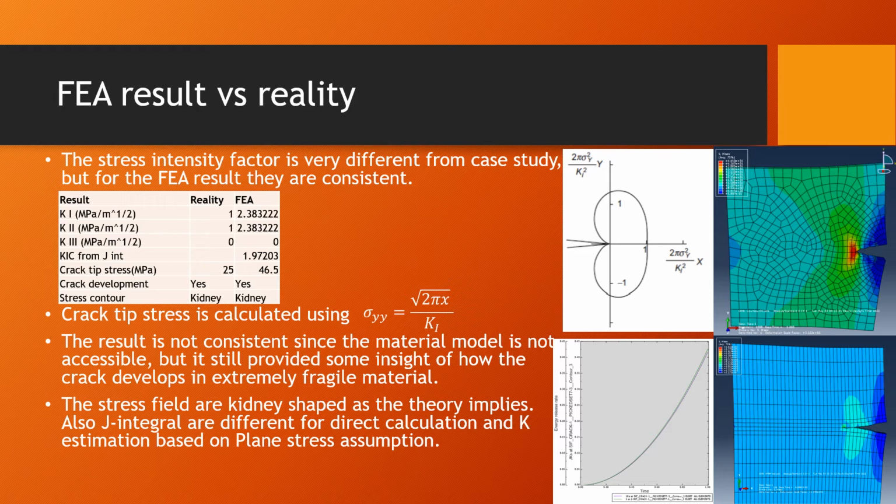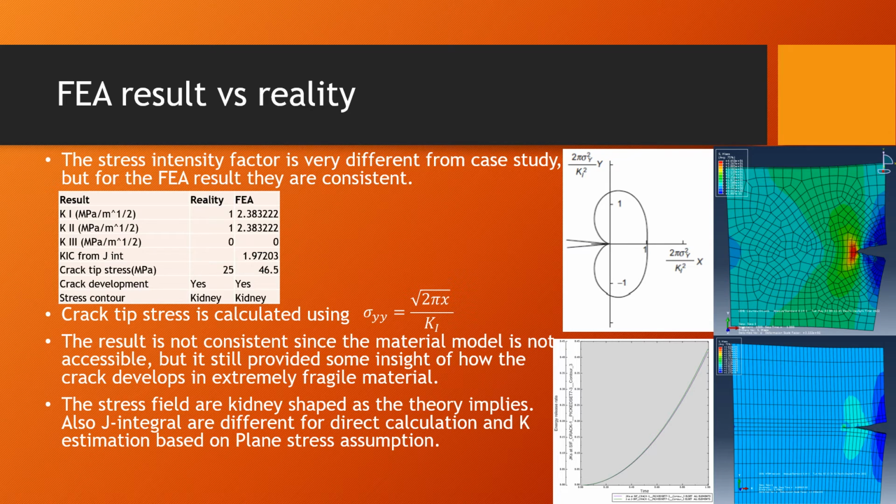And the FEA result versus reality. The results are very far apart, besides there is no out-of-plane shear crack. And the FEA result is roughly 2 times the reality. Also for the crack tip stress that we calculated using the formula given, the result is consistent and as expected, because the internal stress was assumed to be evenly distributed, and then external stress was applied with the model not over constrained.